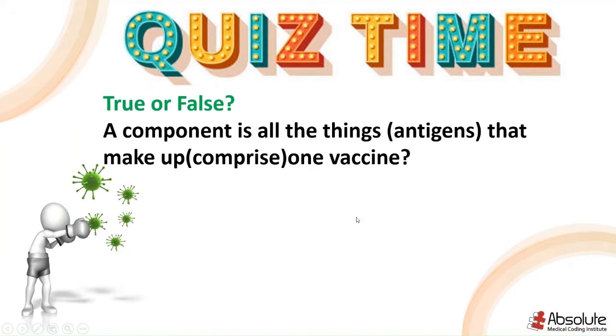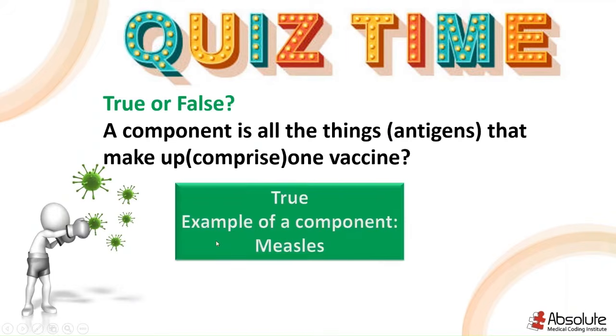Okay, there's a delay in answering this one. Okay, now I can see the answers coming up. Yes, the correct answer is going to be true. A component is all the things that make up one vaccine. For example, we have the measles vaccine. So we have only one component over here.